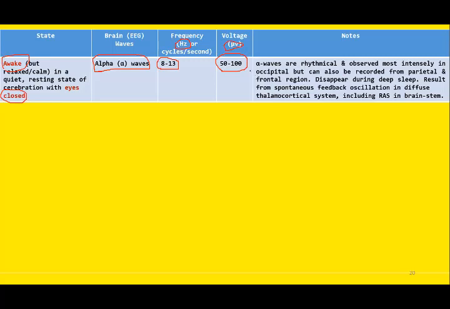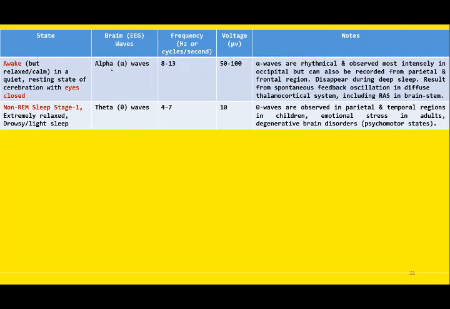The most intense alpha wave pattern is usually observed from the occipital lobe, but we can also observe this alpha wave pattern from the parietal lobe and frontal lobe as well. So alpha wave pattern is observed in a person who is awake but relaxed. When you close your eyes, the pattern that we will observe is alpha wave. And when you open your eyes, you will observe beta wave.